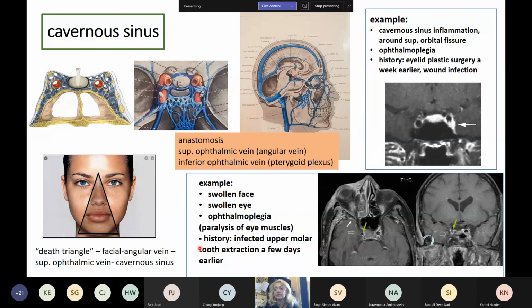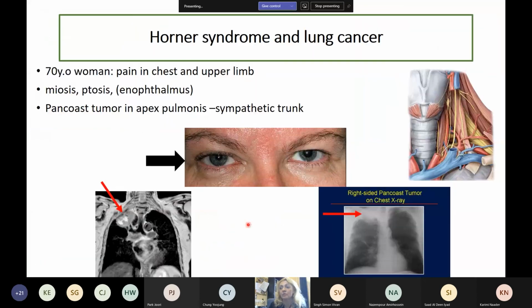Or another example, where in the history we find infected upper molar tooth, extracted a few days earlier. So the infection spread from the pterygoid plexus through the inferior ophthalmic vein into the cavernous sinus. Here you can see a big cavernous sinus thrombosis with swollen eyes, swollen face, and total palsy, paralysis of the orbital muscles.